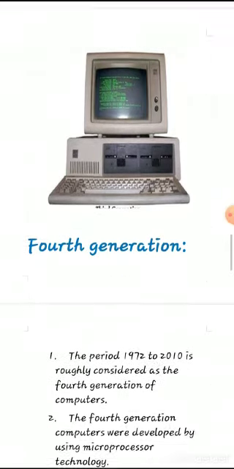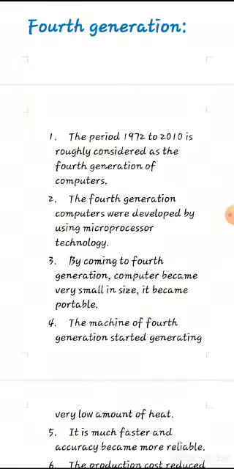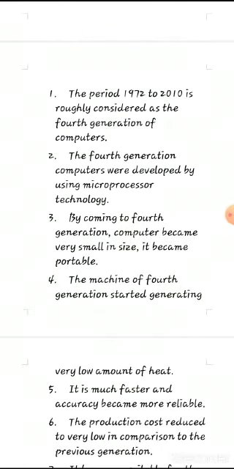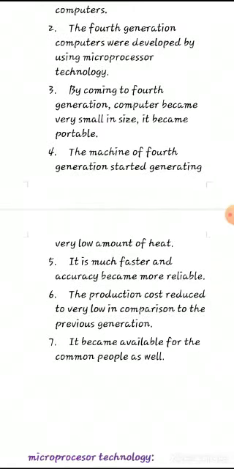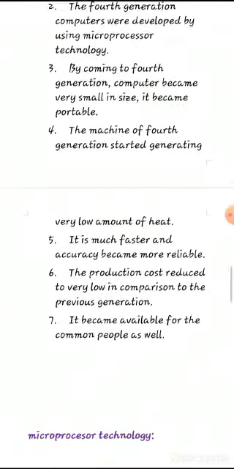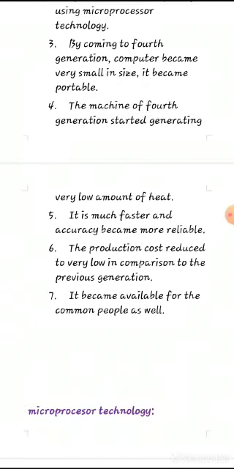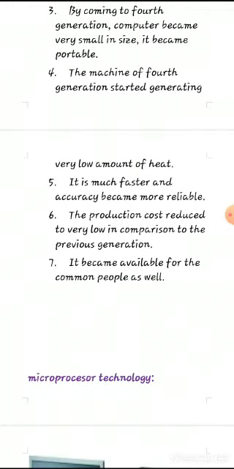So let's see fourth generation. Its period is 1972 to 2010 and it was developed using microprocessor technology. By coming to fourth generation, computers became very small in size, very portable. The machines of the fourth generation started generating very low amount of heat. It is much faster and accuracy became more reliable, and the production cost reduced to very low in comparison to the previous generation. It became available for common people. Here is the display for microprocessor technology used in fourth generation.